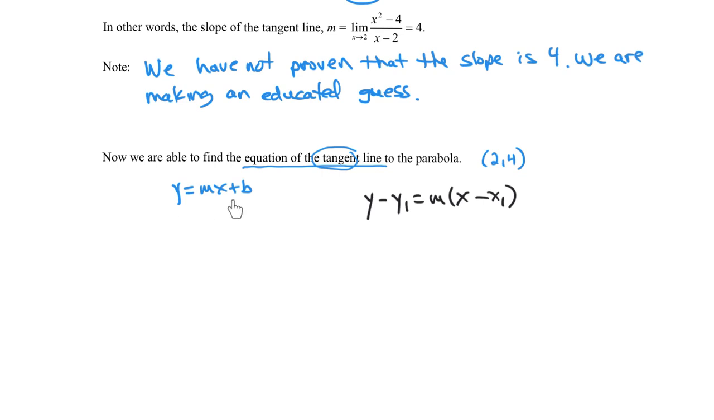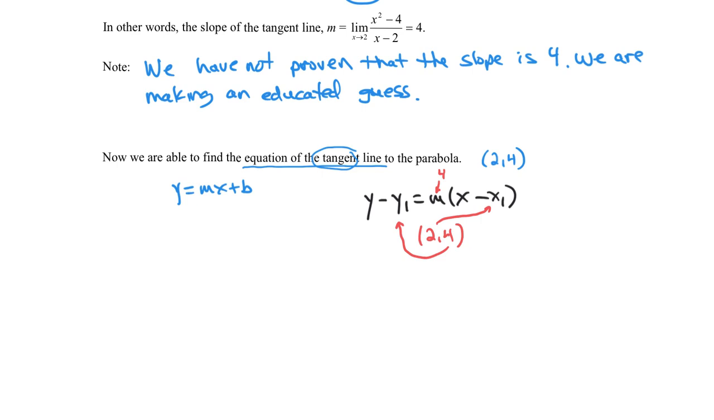So if you're more comfortable with this, you go ahead and take the 4, plug it in for m. You take this 2 for x, that 4 for y, and plug those in and solve for b. If you do it this way, we take the slope of 4, that's going to go in for m, and we use this x1, y1, and then we just plug these in.